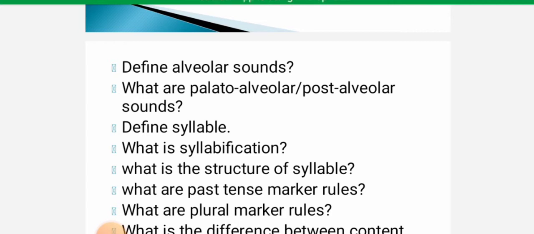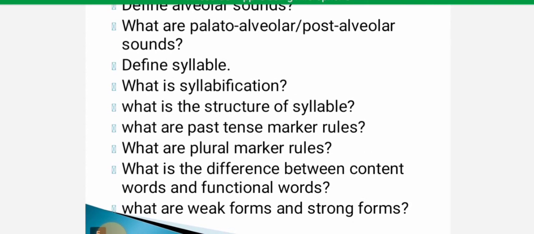Next one, what is the structure of a syllable? The structure of a syllable generally has three parts: onset, nucleus and coda. Next, let us come to the past tense marker rules. It's a lengthy one, but let's try: simple past and past participle. When we add ed to the V1, how is it pronounced?